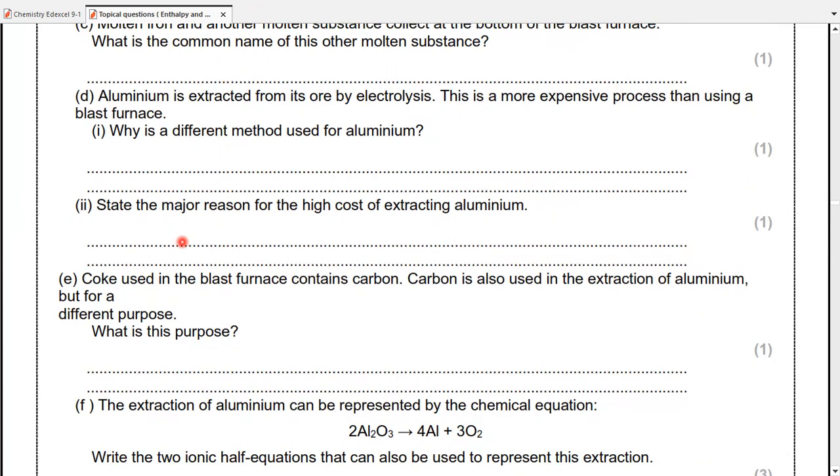Part two. State the major reason for the high cost of extracting aluminum. Again, from the same topic. Because the process is expensive. I think you should be direct. Why is the process expensive? Because there is more electricity used. Right, there is a huge amount of electricity used, which makes the process expensive.